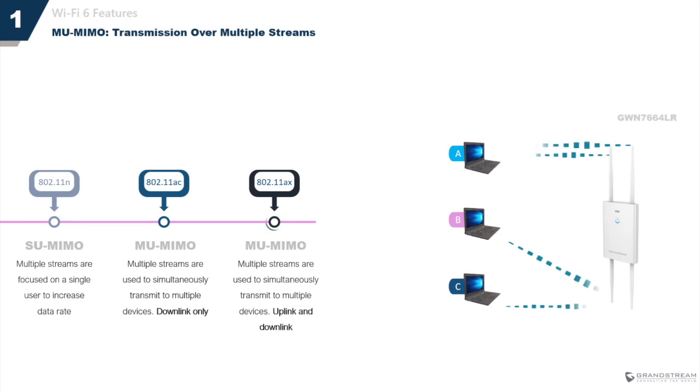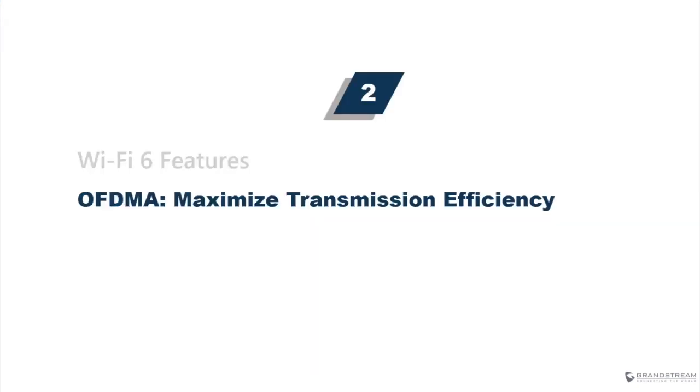By leveraging multi-user MU-MIMO for uplink, multiple wireless clients can now transmit data to the access point simultaneously. For example, GWN 7664LR, which has 4 antennas, can talk and listen to 4 wireless clients simultaneously by dedicating 1 stream or antenna per user. To meet the challenges of high-density wireless environments, Wi-Fi 6 introduced OFDMA, which is designed to maximize the transmission efficiency by allowing the AP to communicate with multiple devices simultaneously.